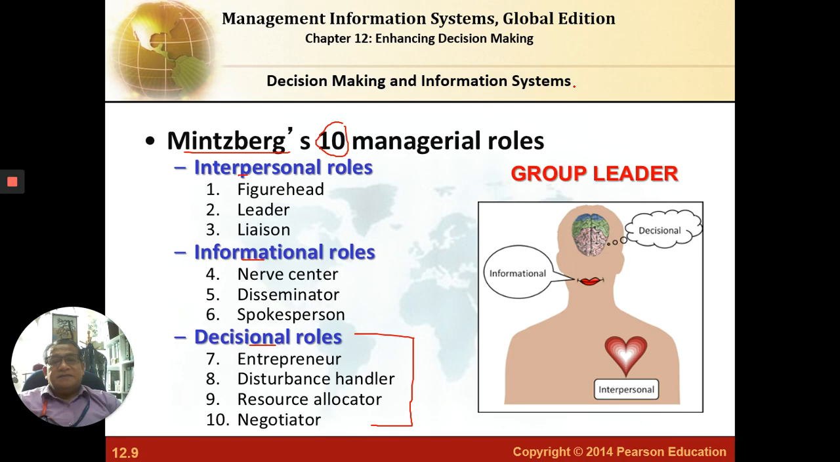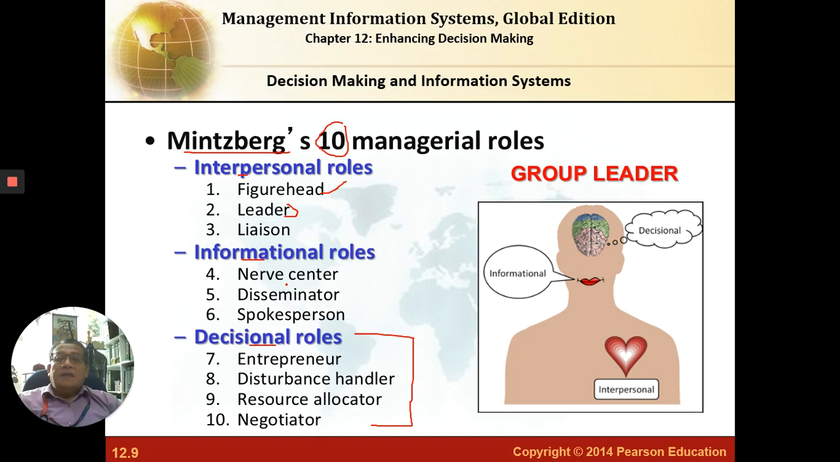So first, the manager plays the interpersonal role, in which they are communicating with their subordinates. They are the head or the boss, and they lead the group, and they also deal between subordinate to subordinate, or between one group and another group under their department.